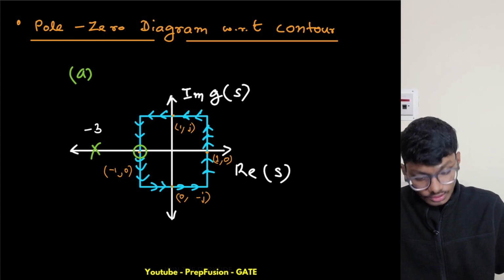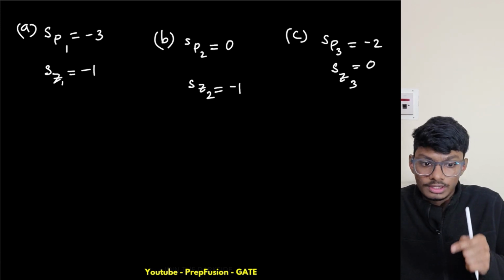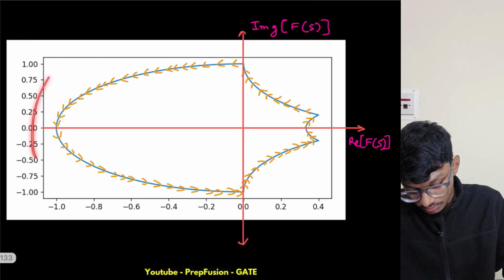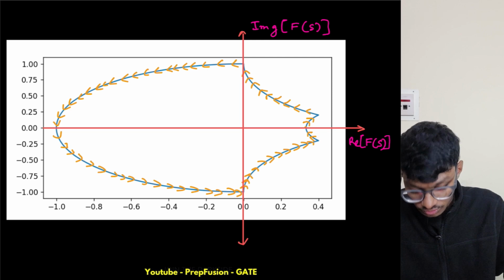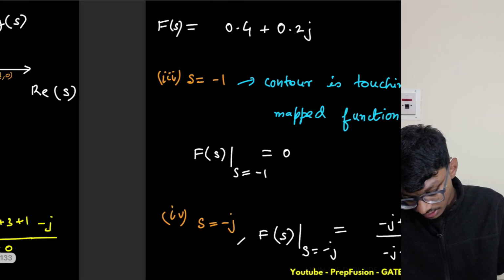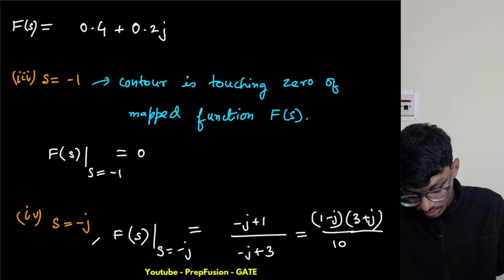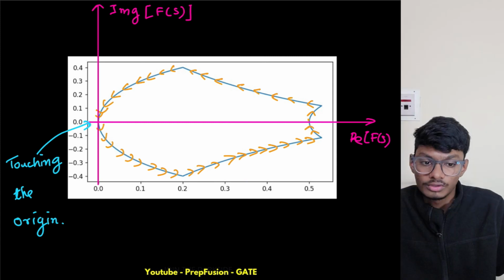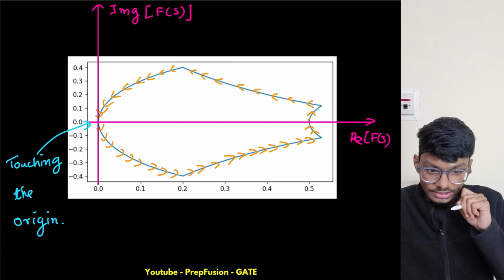This means, like I told you one thing: if a 0 is on the contour, then this mapped function will also pass through the origin. Let's cross check that. In the first case, 0 was on the contour, then what happened? Yeah, it touched the origin. The origin will touch it.